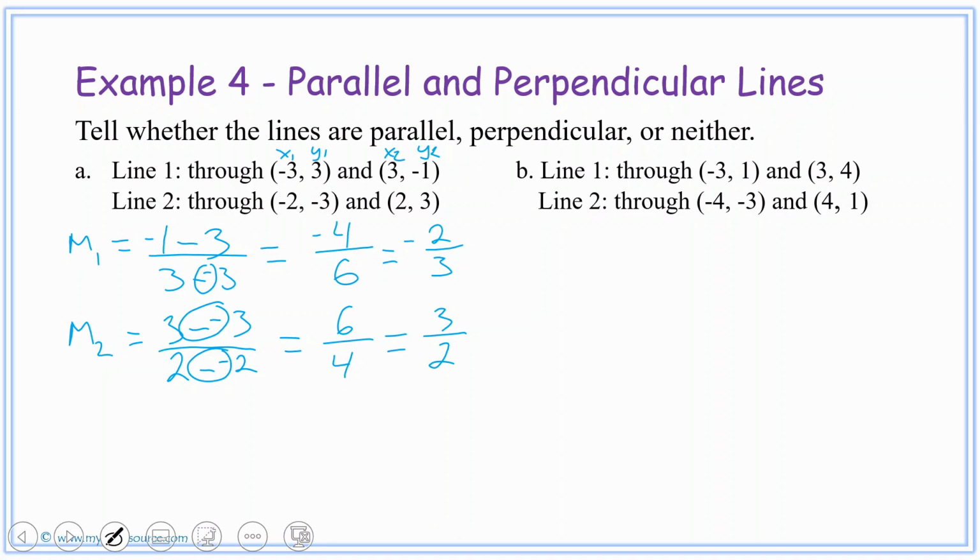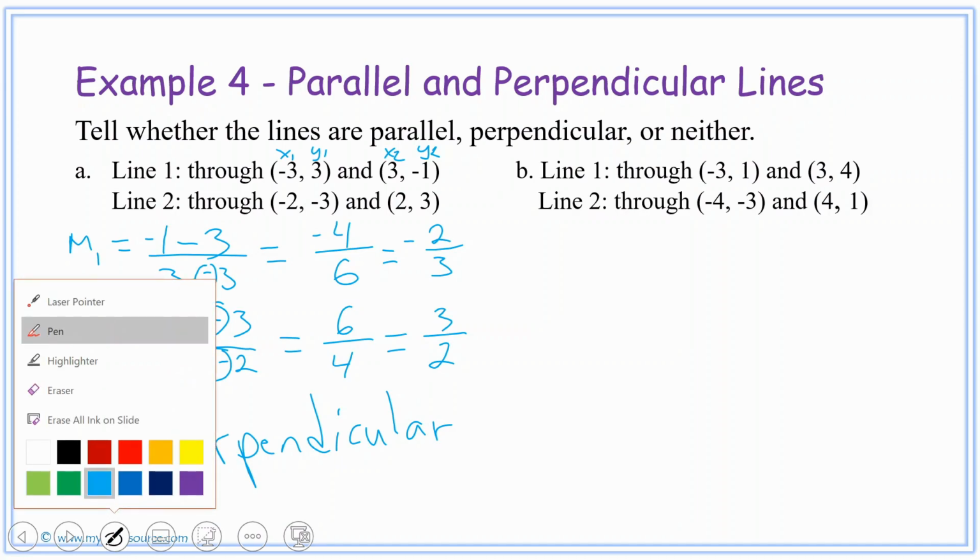Now, if you look at those slopes, they are negative reciprocals of each other. So these two lines are perpendicular to each other. And if we were to graph them, they would literally create a 90-degree angle if you were to measure them. All right, how about part B?